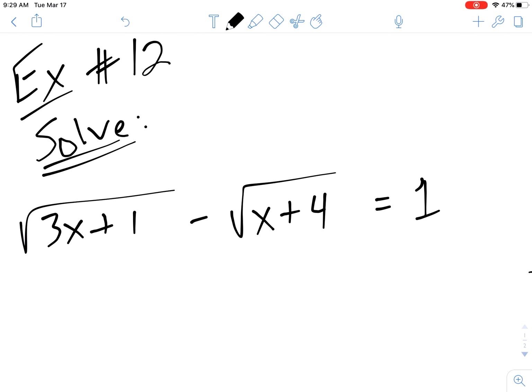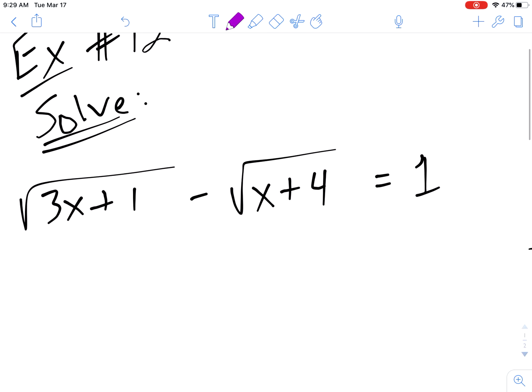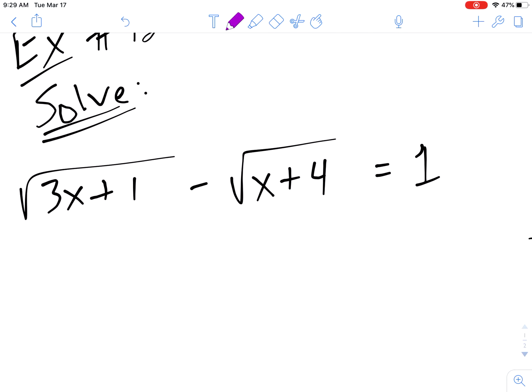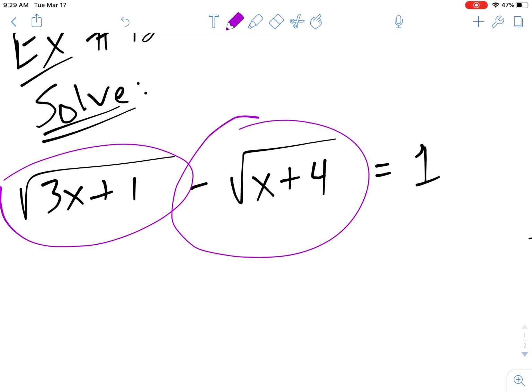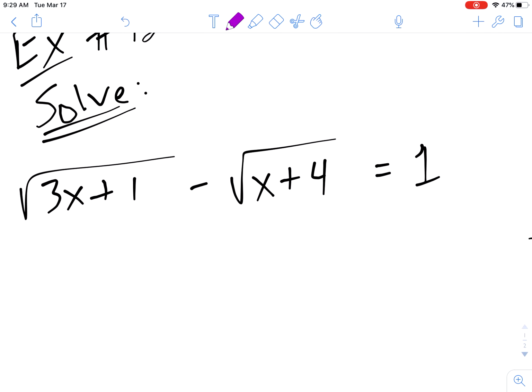So this is example number 12. I have one more after this for section 3.4. And this is about as difficult as they get. If we were in class, I would tell you this might take up about half a page of paper, maybe more, simply because there's two radical symbols. And it does make the problem basically twice as much work.